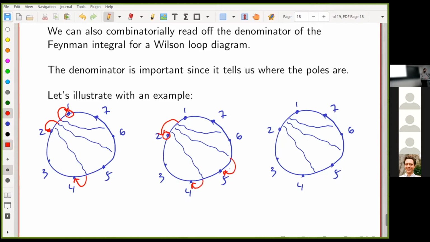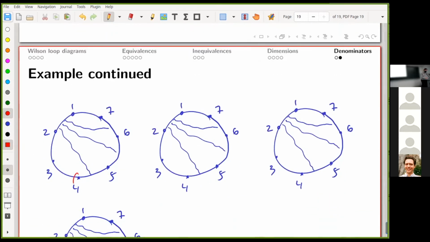As I keep going around, I always just take the propagator as soon as I can. Okay, now you might have noticed 3 doesn't support anything, so this is exactly the same as the previous one. Okay, but now it's starting to be different again.